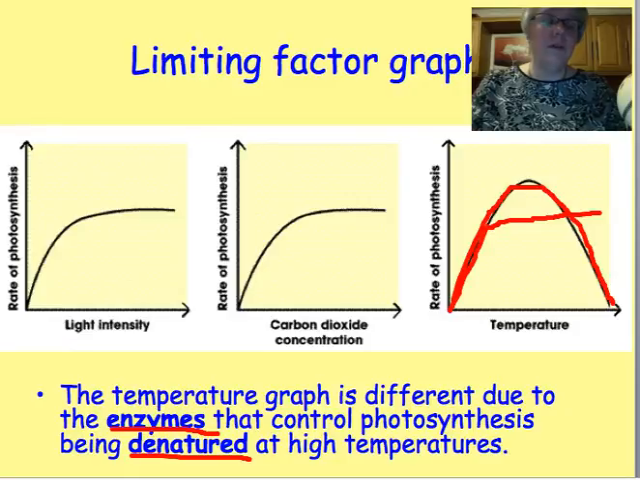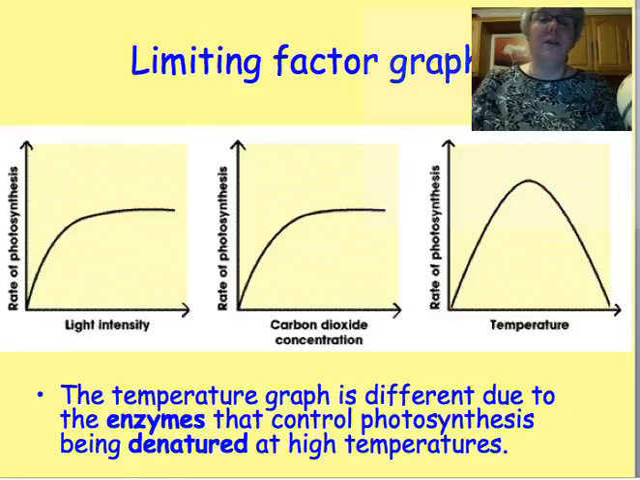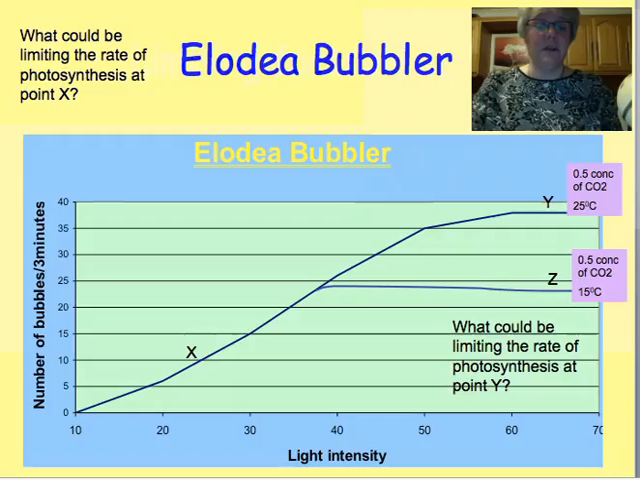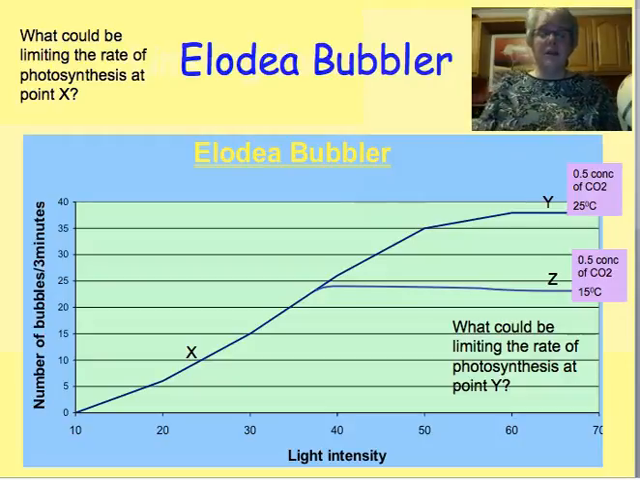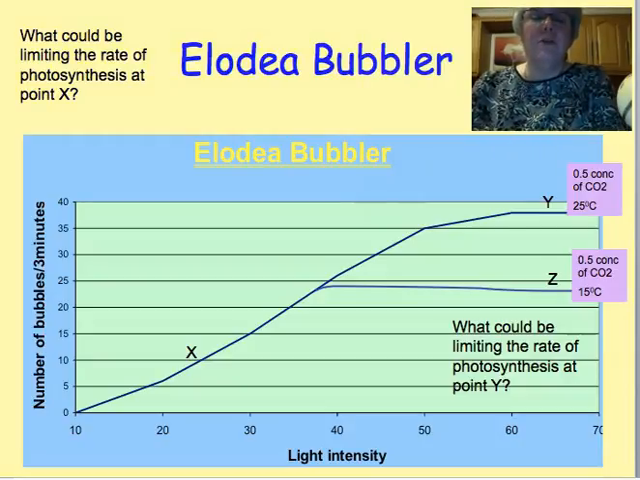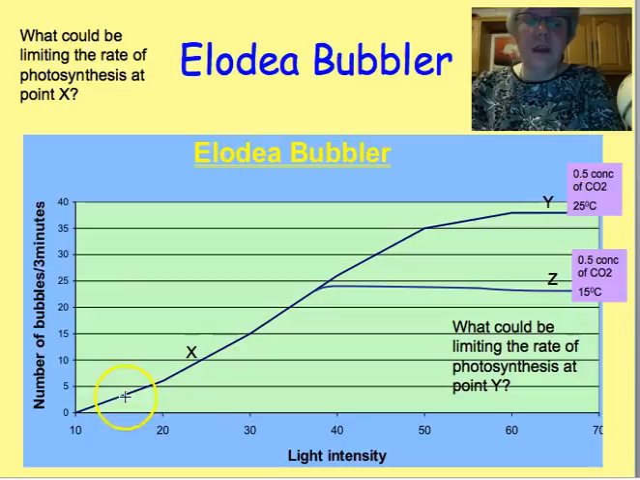Now I want to have a look at one other type of graph that sometimes appears in questions, and it's this one where you've got two lines. You've got this slope here, and then it splits into this line here, which is Z, and this line here that is Y.